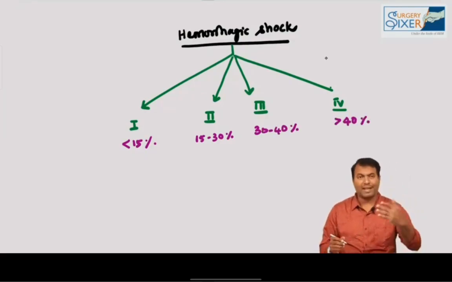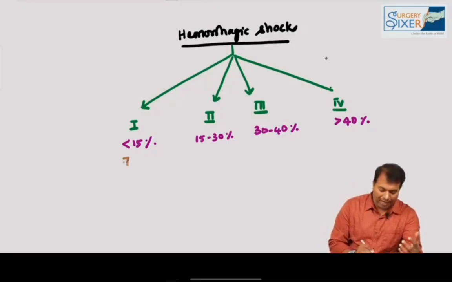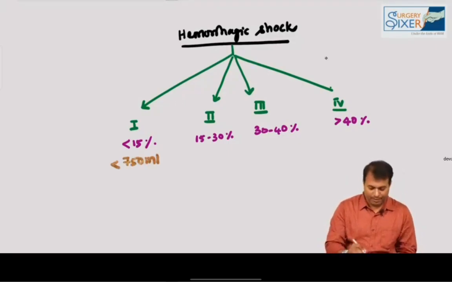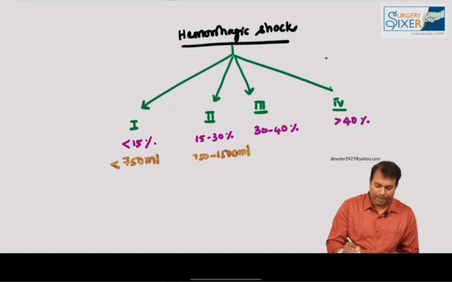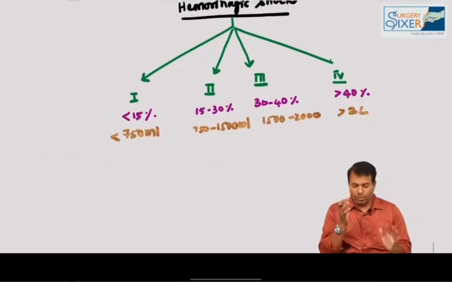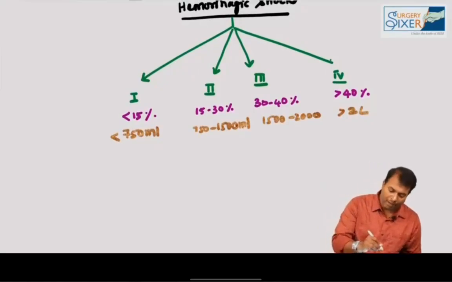So this question was asked last year in a different way. In an adult, the amount of blood lost is 750 ml or less, 750 to 1500 ml, 1500 to 2000 ml, and more than 2 liters. So this is another method of classifying hemorrhagic shock. Hemorrhagic shock can be classified based on the amount of blood lost. Okay, this is the first point.